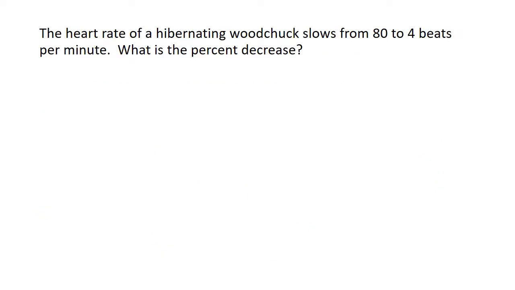Let's try another one. The heart rate of a hibernating woodchuck slows from 80 to 4 beats per minute. What is the percent decrease? First we're going to subtract them. So we'll do 80 minus 4, giving us 76 beats. That's how much it decreases, so that's going to go on top. Then my original goes on the bottom, so I'm going to do over 80. Find the decimal, so I'll do 76 divided by 80.